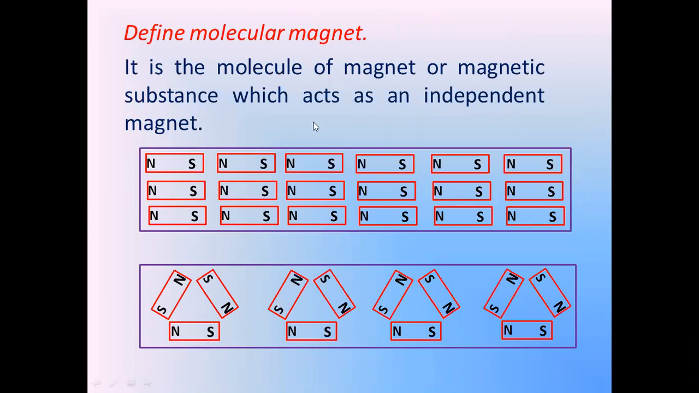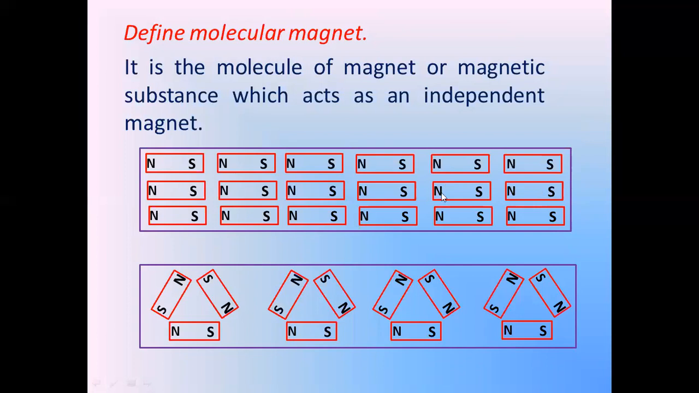So you can see on the screen here, define molecular magnet. What is the meaning of molecular magnet? So the answer is, it is the molecule of magnet or magnetic substance which acts as an independent magnet. That means we all know that magnets are made up of molecules. Everything is made up of molecules. Like the bricks are made up of molecules, our body is made up of molecules. So just like that, magnet is also made up of molecules.